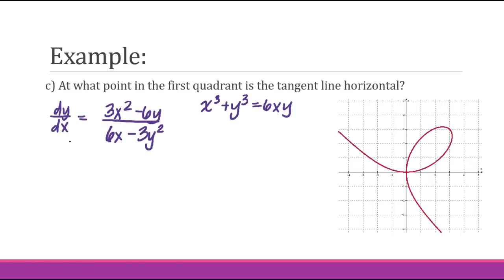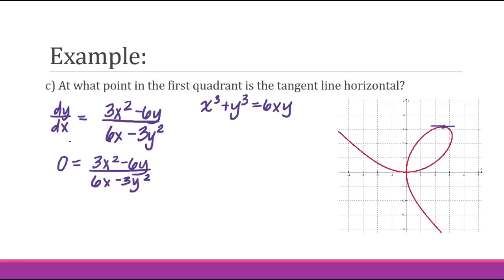And finally, for part C, we're asked at what point in the first quadrant is the tangent line horizontal? If we take a look at our curve, we want to know where in quadrant 1 over here we have a horizontal tangent line. We can see that it happens right about there, so we're looking for that coordinate point where I have a horizontal tangent line. Once again, here's my dy/dx, and if I want to know where the tangent line is horizontal, I need the derivative, the slope of the tangent line, to equal 0. So I need to set my derivative, 3x squared minus 6y over 6x minus 3y squared, equal to 0.